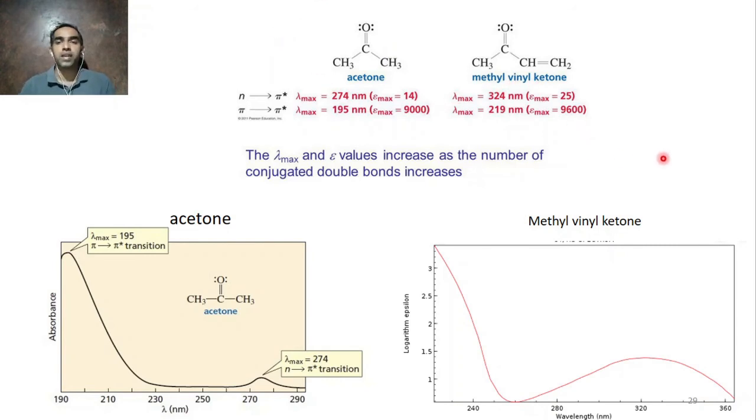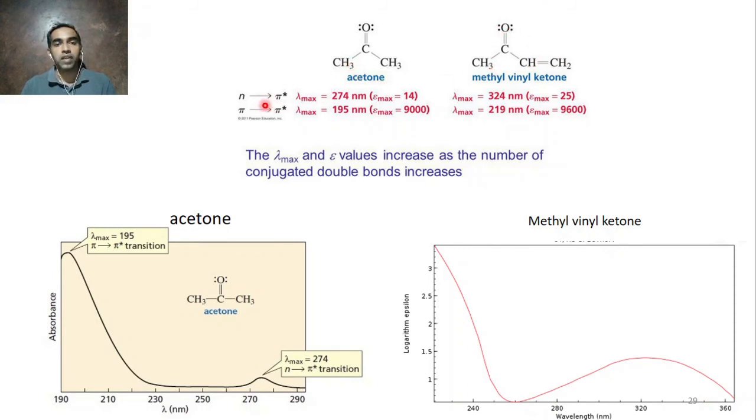Acetone and methyl vinyl ketone, what happens? So you have to explain this, that is, what happens to the transition when you change from acetone to methyl vinyl ketone. See the difference between acetone and methyl vinyl ketone. Here there is only keto, here there is an extended conjugation. Here the double bond is in conjugation with the ketone. So this is methyl vinyl ketone.